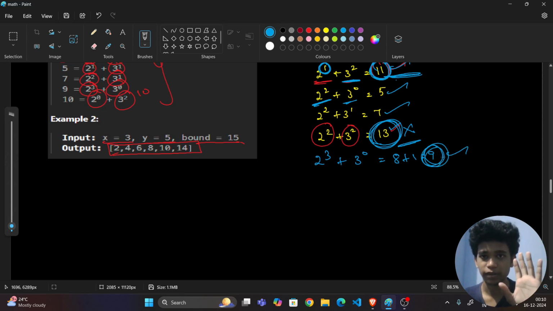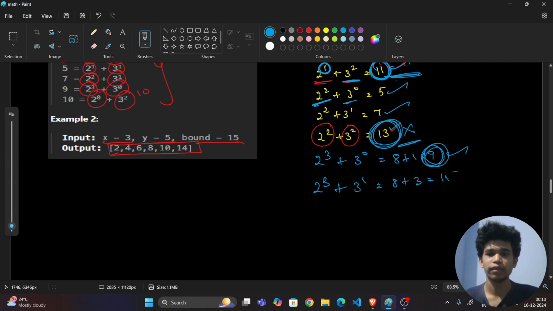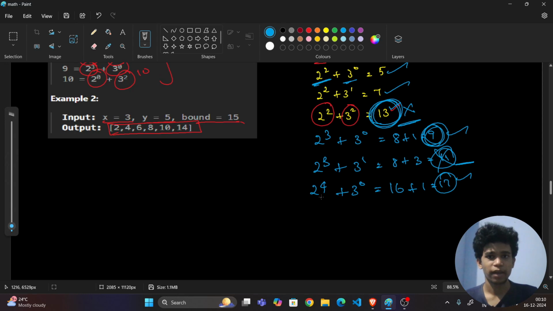Observe this carefully, still one step is remaining. Now 2 cube plus 3 power 1 is 8 plus 3, equal to 11. So we won't take it, we will stop here. Then we will change to 2 power 4. 2 power 4 is 16, plus 1 is equal to 17. Here itself it is over the limit. Going beyond this is unnecessary, because 2 power 4 is 16, but our bound is only 10. We don't get any other possible answers.